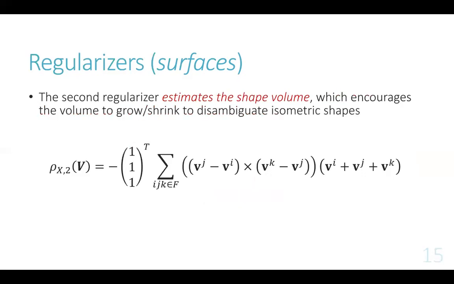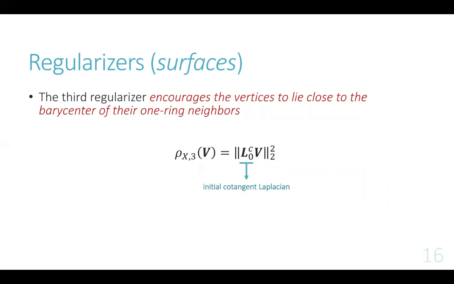And the second regularizer estimates the shape volume. By setting a positive or negative term for this one, we can control the optimization: we encourage the volume to grow or to shrink. This way we can disambiguate isometric shapes that have different volumes.